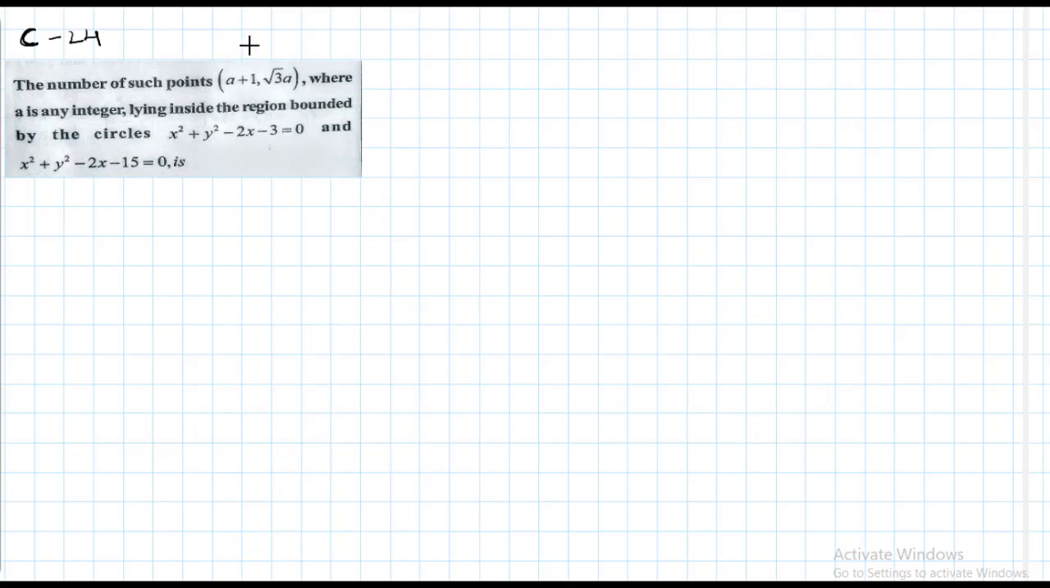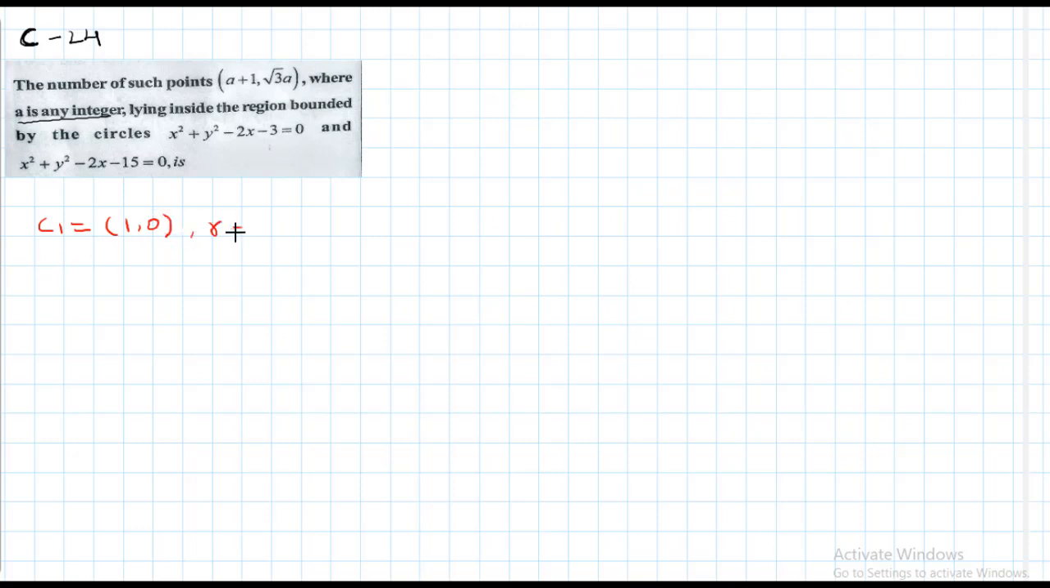The number of such points a plus 1 comma root 3a, where a is an integer. This is important. A is an integer lying inside the region bounded by the circles x square plus y square minus 2x minus 3 equal 0 and x square plus y square minus 2x minus 15 equal 0. First of all, you want to find the position of the circles. So first of all, I want to find the center of the first circle, say C1, that is equal to 1 comma 0.